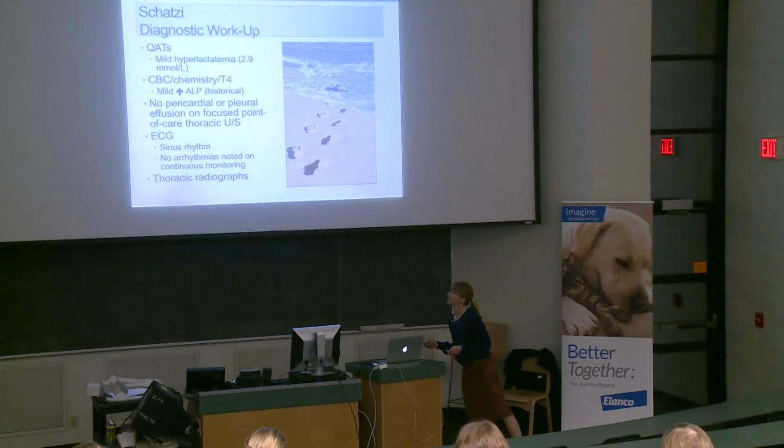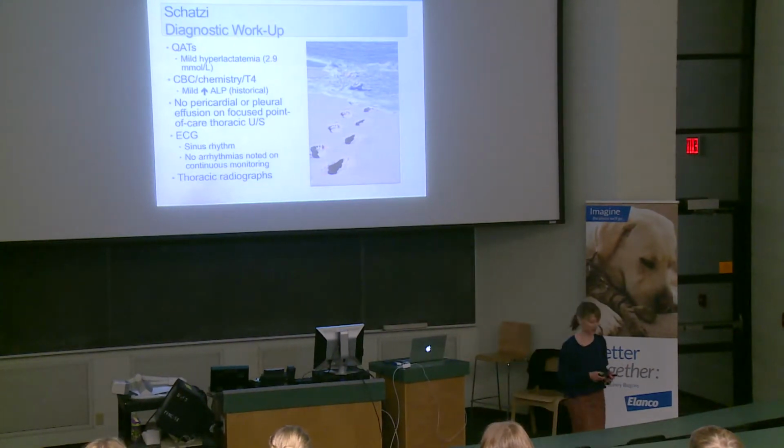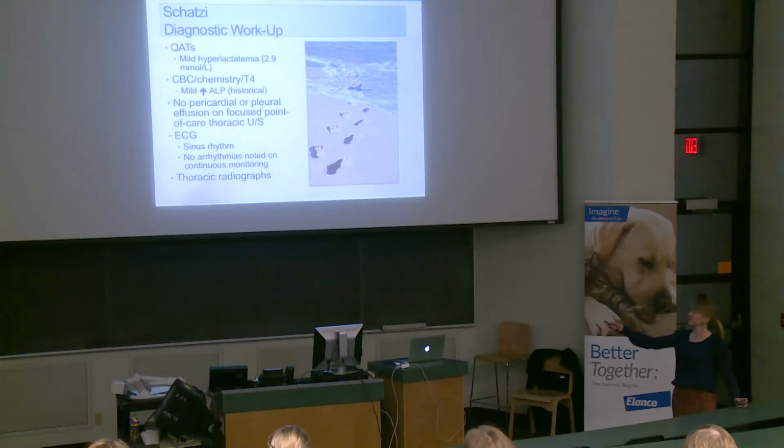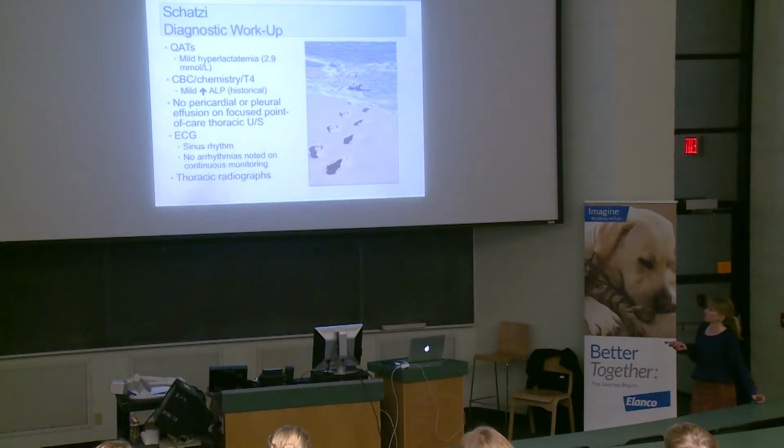Okay, so where does that lead us? So our diagnostic workup at that point, we did some what we call quick analyzing tests. That's what the QAT stands for. And she had a mild hyperlactatemia. So her lactate was 2.9, less than 2 would be normal. So perhaps indicative of some perfusion abnormality there. On her full chemistry that her RDVM had done for us just recently, she had a mild increase in her ALP, which was historical and nothing new. On a very quick, focused point-of-care ultrasound, we didn't detect any pericardial or pleural effusion.